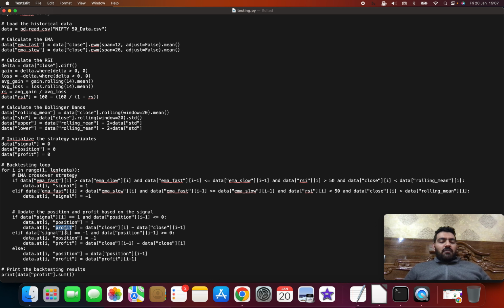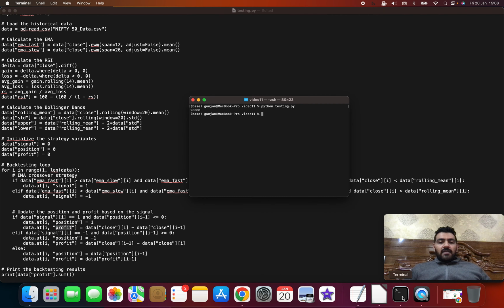I just have one column where positive is profit and negative is loss, and I take a difference of the close values. Okay, and if my last day position is equal to today's position, there is no change. Last day's profit is carried forward to the new day. Okay, and in the end I'm just taking the summation of my profit column and having a look at how much we could have made.